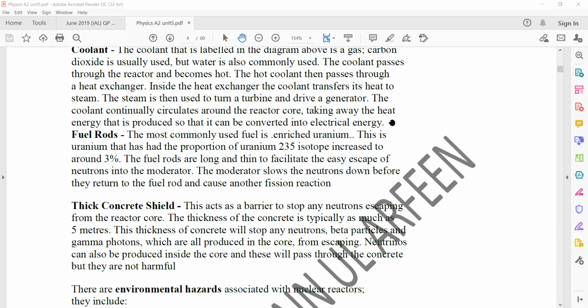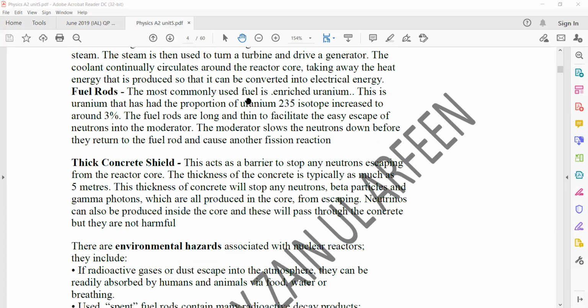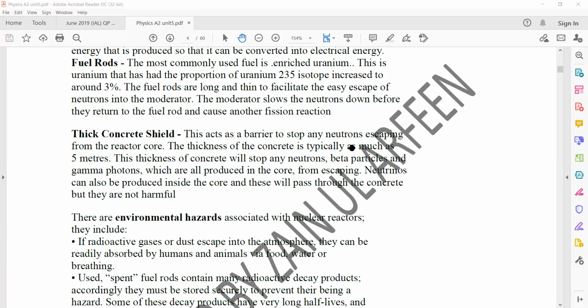Enrichment is a technique used to increase the proportion of uranium-235 in a sample, and we call this technique uranium enrichment. There should also be thick concrete shielding that acts as a barrier to stop any neutrons from escaping, typically about 5 meters. It is able to stop these neutrons, beta particles, and other harmful radiations.